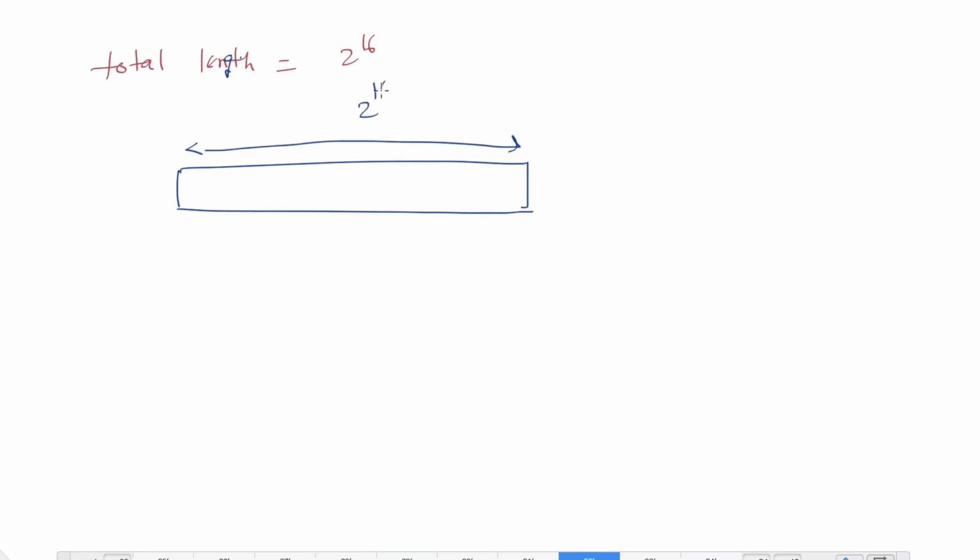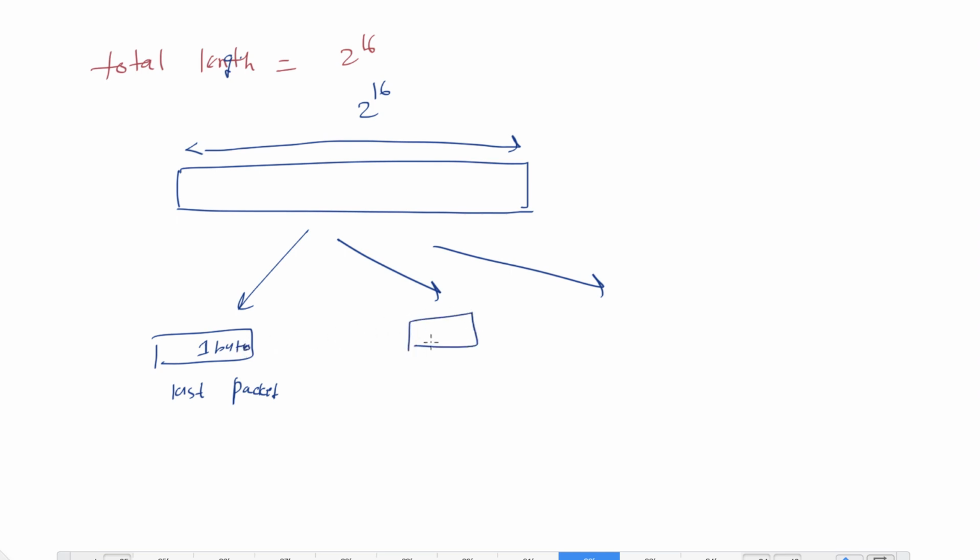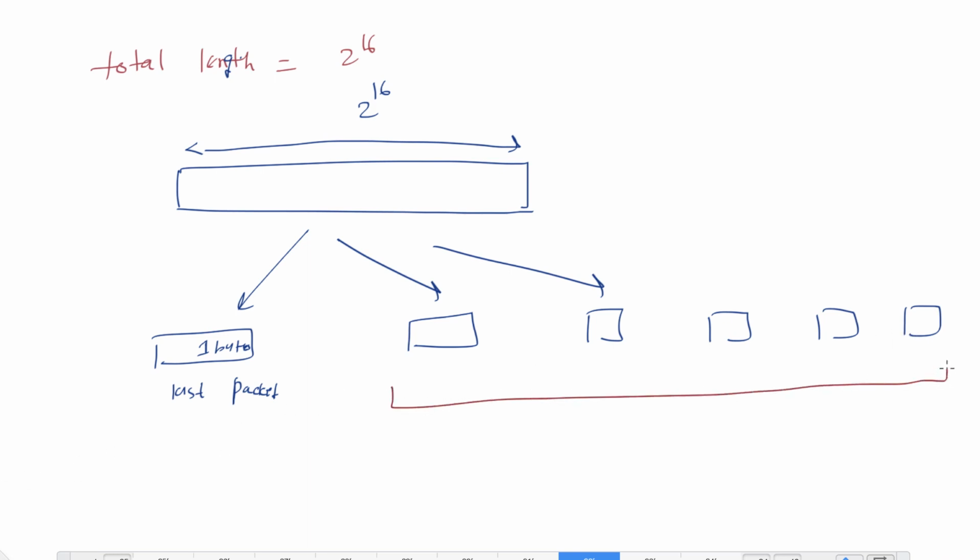Now suppose this is the packet that we are having, and this packet actually has a total length of 2 power 16, right? Now this packet gets fragmented, and this is the last packet that we have in the fragment, which is actually just having 1 byte, I mean the minimum number of bytes it can have. So these are the number of packets that I have before this last packet. So tell me how many bytes this last packet is following.